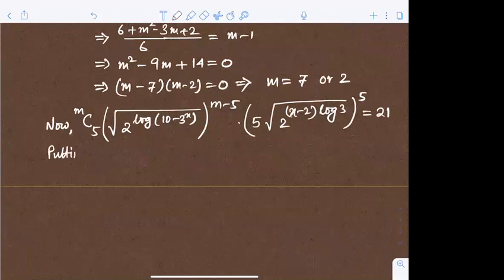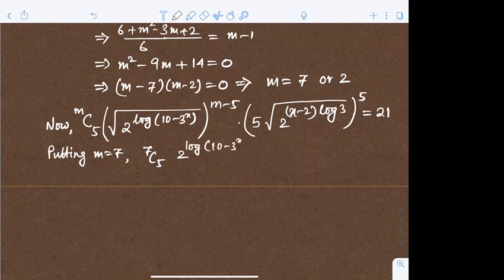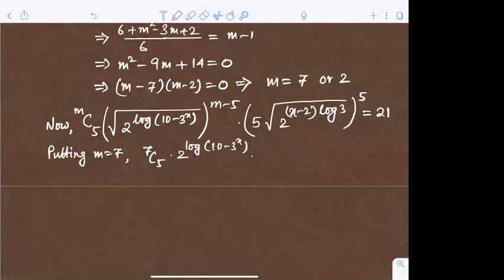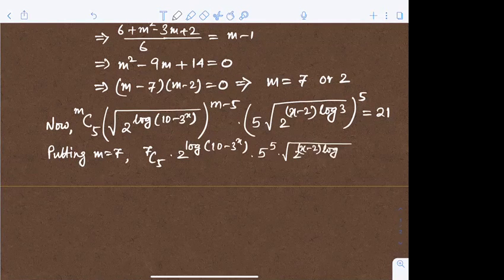Putting m equal to 7, we get 7C5 আর এটা কত 2 to the power log 10 minus 3 power x, m equal to কত 7, তো 7 minus 5 is 2, so square root চলে গেল into 5 to the power 5 root under 2 to the power x minus 2 log 3 whole to the power 5 equal to 21.